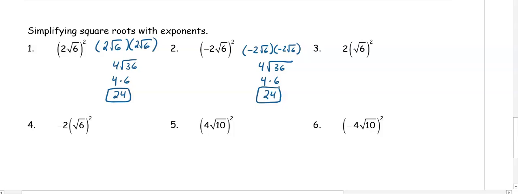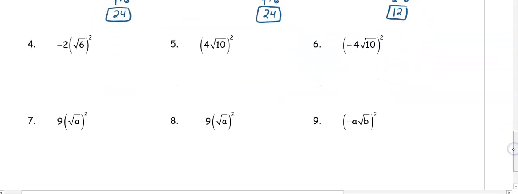Now, in number 3, 2 is not in the parentheses, so that doesn't get the exponent. So 2 only gets written once, and then we have root 6 times root 6. So we only have one number outside, 2. Inside we have 6 times 6, which is 36. So that gets us 2 times 6, which is 12.